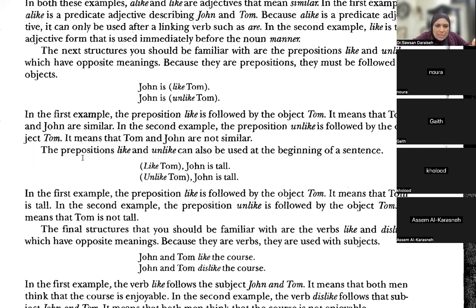I think this, yeah, the prepositions like and unlike can also be used at the beginning of a sentence. كمان ممكن نستخدمهم بهذا الأسلوب, like و unlike. شوفوا هاي, like Tom, زي كيف لما نحكي مثل Tom, John is tall. مثل Tom, John is tall. John طويل. مثل أخوه Tom مثلا, all right? John is tall, هو طويل. We use this even in Arabic, guys. Unlike Tom, يعني زي ما نقول عكسه أو مش مثل أخوه. أيوة بيختلف, مش مثل Tom.